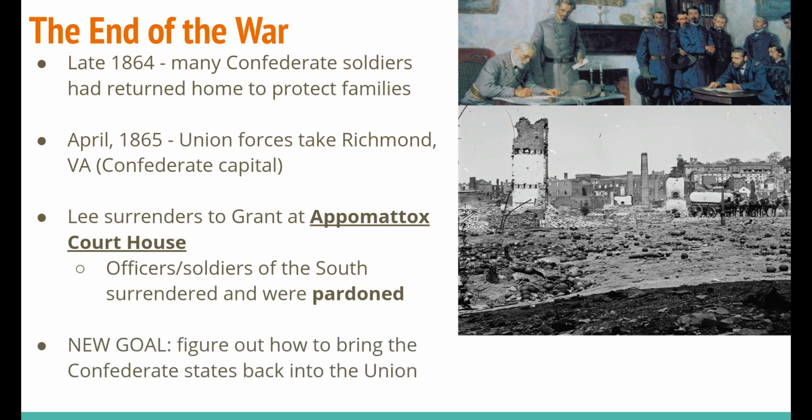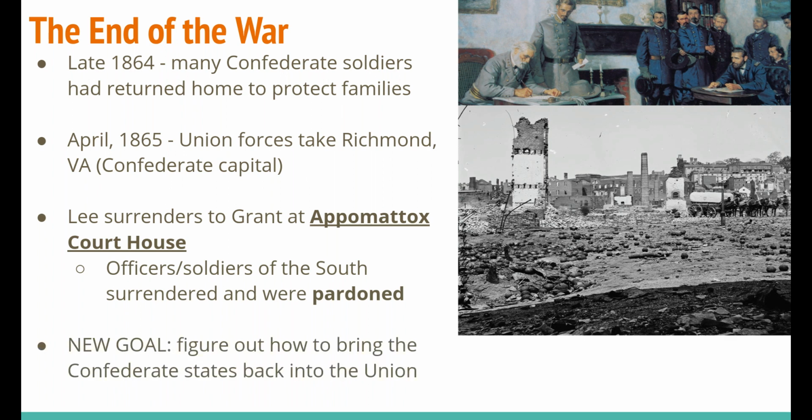So the new goal now for Lincoln and for Congress and for really everybody in the United States is to figure out, how do we solve the problem of post-war America, right? How are we going to bring the Confederate States back into the Union? How are we going to deal with the lingering issue of slavery, which at that point is, by the way, over. They've just passed the 13th Amendment, and we'll come back to that.